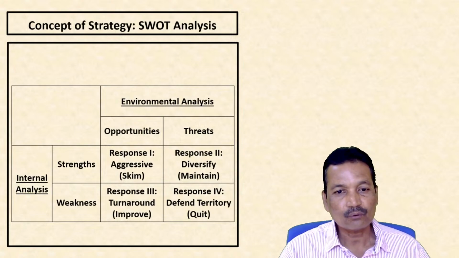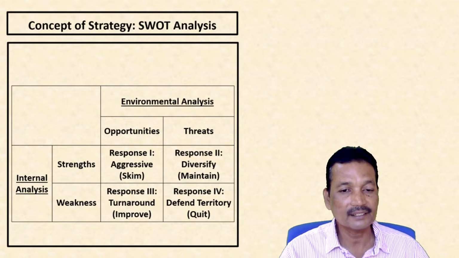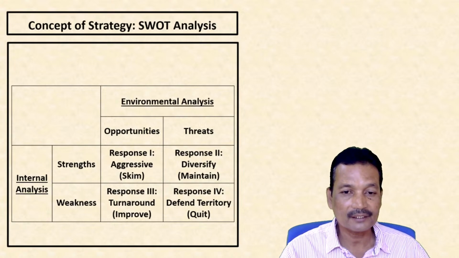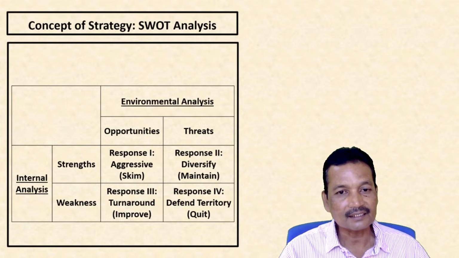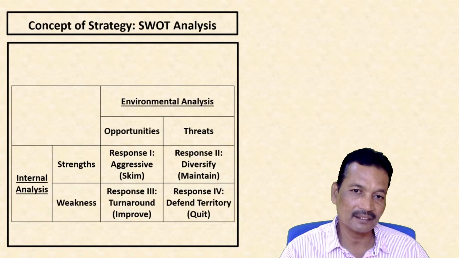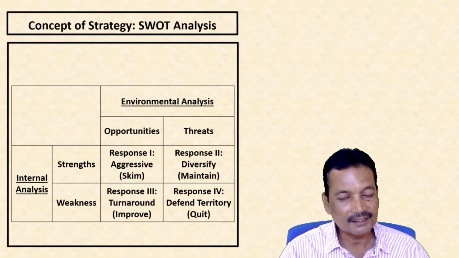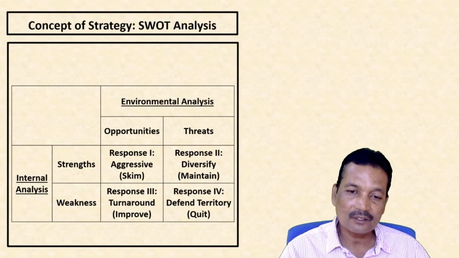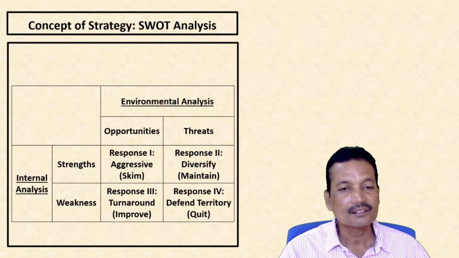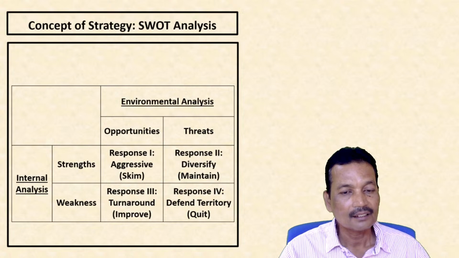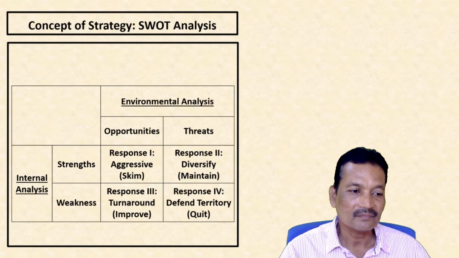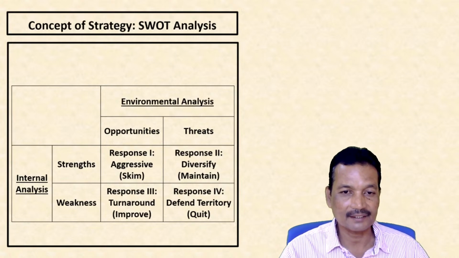Now, when we look at the fourth grid, that is the response for defend territory, or we said try to have your territory. There the strategy is you have weaknesses and there are threats in the business environment. That means suppose competitors are there, your suppliers are not providing you raw materials, customers are not accepting your products, then you should have a visualization that the time has come that you should quit from the market.